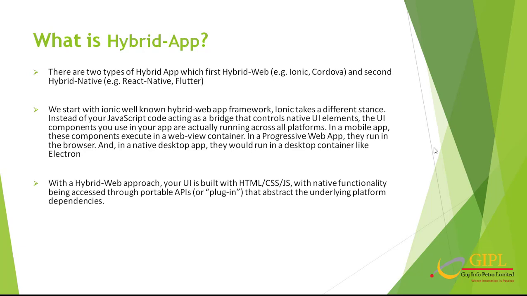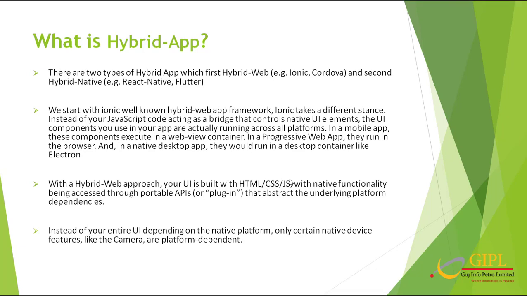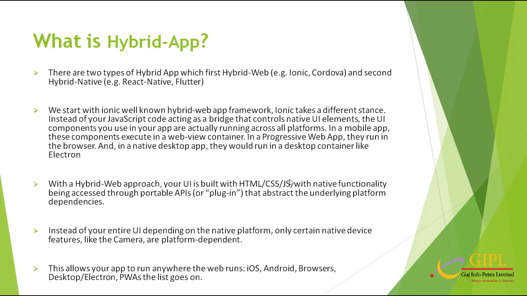With a hybrid web approach, your UI is built with HTML, CSS, JS with native functionality being accessed through portable APIs, or you can say plugins, that abstract the underlying platform dependencies. Instead of your entire UI depending on the native platform, only certain native device features like the camera are platform dependent. This allows your app to run anywhere the web runs: iOS, Android, browsers, desktop Electron, PWAs, the list goes on.